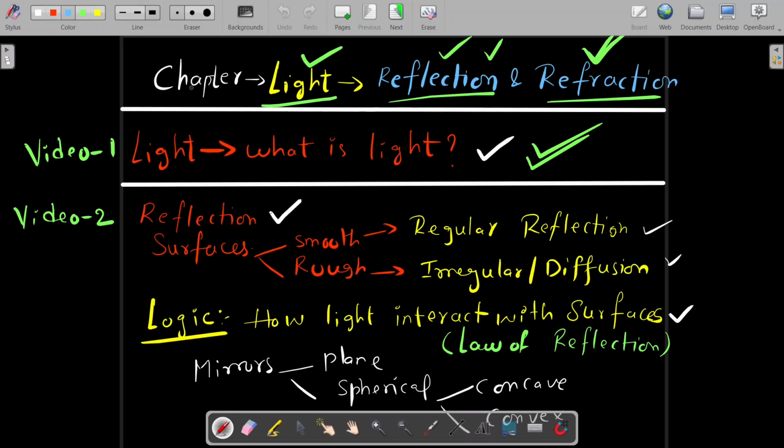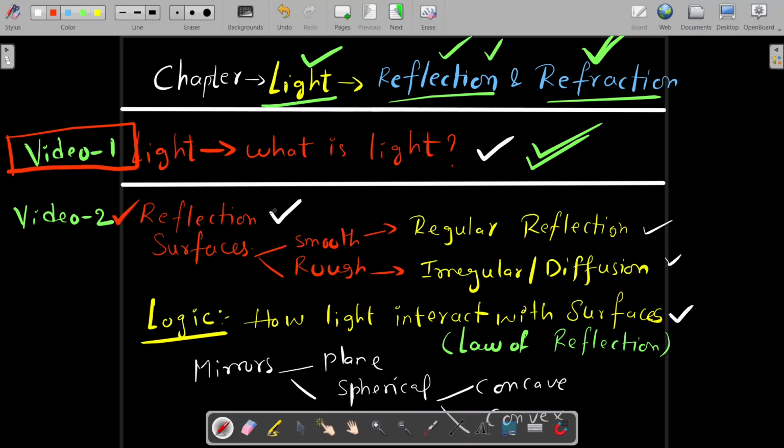Today we are going to talk about light reflection and refraction. This is going to be our video 2. Yesterday we completed video 1, about what is light. Today we are going to video 2, that is lecture 2.